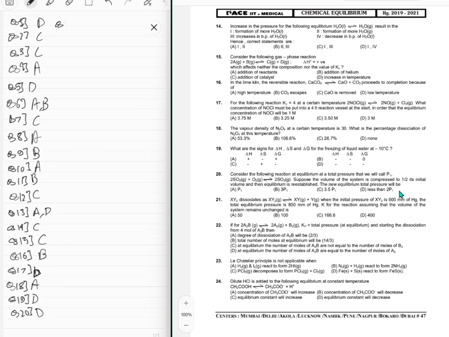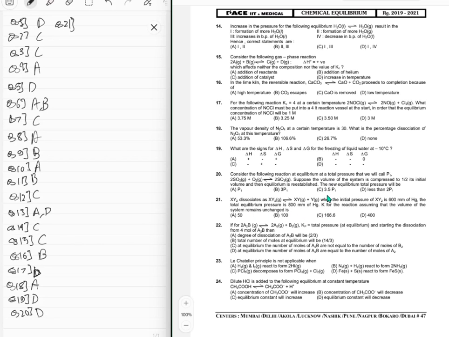Question number 21. XY2 dissociates as XY2 gives XY plus Y, and the initial pressure of XY2 is 600 millimeter of Hg. The total equilibrium pressure is 800 millimeter of Hg. Find K for the reaction, assuming that the volume of the system remains unchanged.